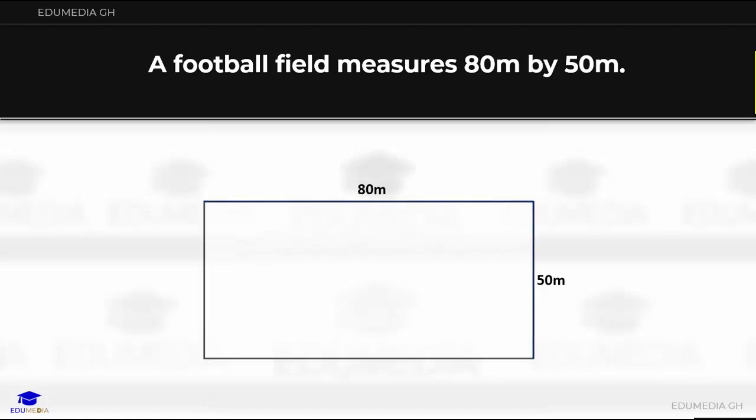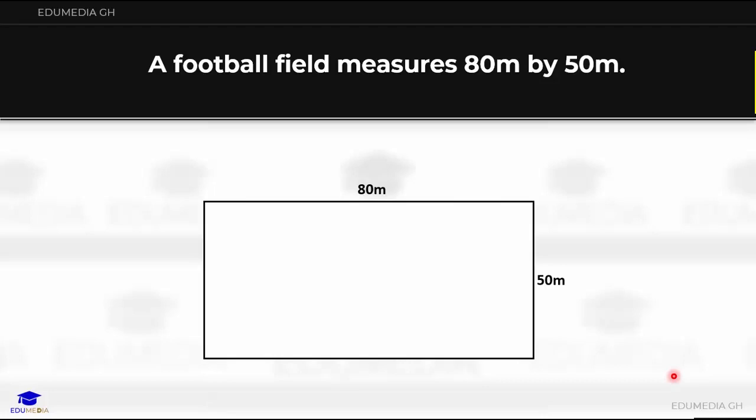Now, before we solve this question, let's analyze it. Let's put it in a graphical representation form. The football field measures 80 meters, so I have my 80 meters here. And then it's also measured by 50 meters, so I have 50 meters here. So this is what I have as the figure. Now closing it up, since this is a football field, definitely all the sides will be closed. So we have something like this. This is a rectangle, so it should be very easy for us to find the perimeter of this football field.